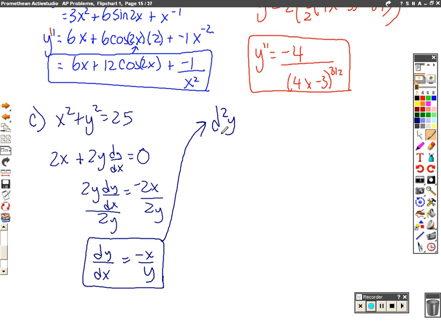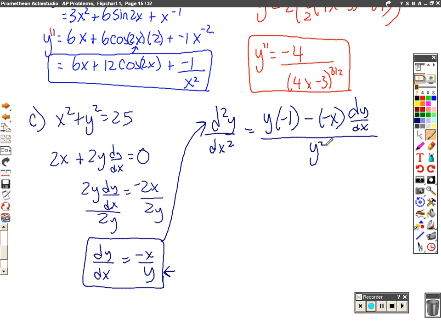d squared y over dx squared is equal to, now I have to use a quotient rule. So quotient rule says low, which is y, times the derivative of the top, which is negative 1 dx dx, minus high, which is negative x, times the derivative of y, which is 1 dy dx, over low squared. All right, let's clean this up a little bit. We've got negative y plus x times dy dx over y squared.